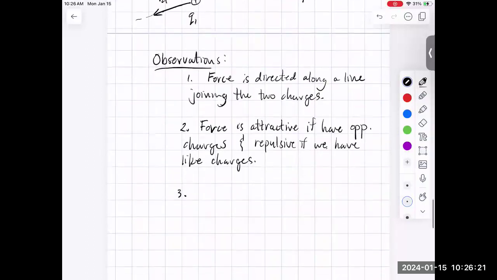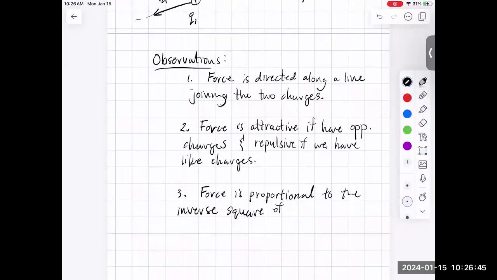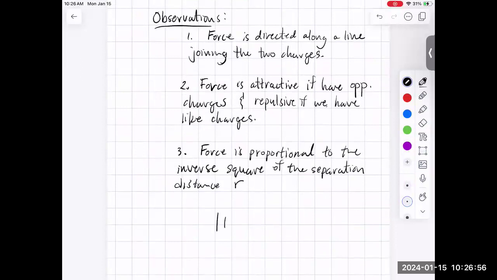Okay, and so we could summarize all those observations by saying that the force is proportional to the inverse square of the separation distance. So what that means is if I was to just write down the magnitude of, say, the force on two due to one, I would say that that's proportional to the inverse of the square of the separation distance. And so this symbol should be read as proportional to.